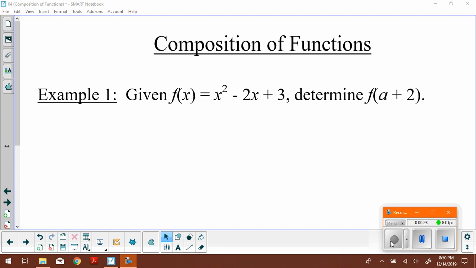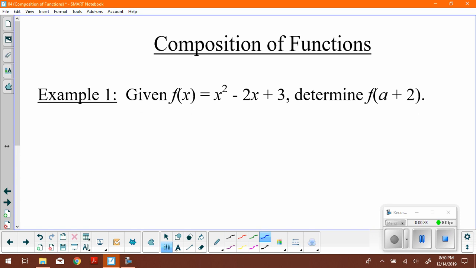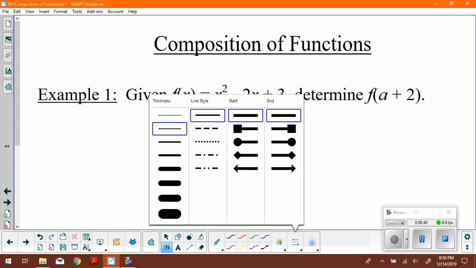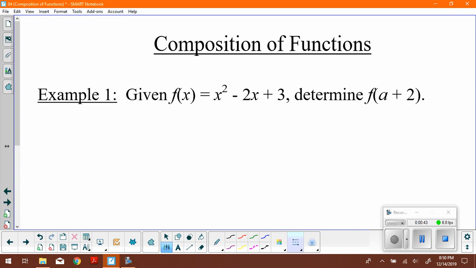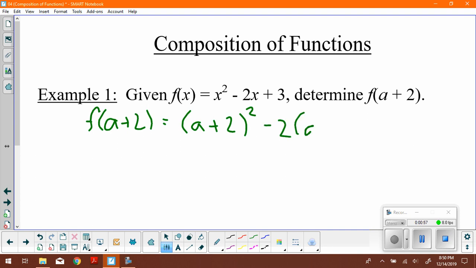So this first one is something you would have done in the past. I'm given a function f of x, and I want to determine what f of a plus 2 looks like. So all we really have to do is substitute a plus 2 wherever we see x in the original function. So f of a plus 2 is going to equal a plus 2 all squared minus 2 times a plus 2 plus 3. And now it's just going to be a matter of doing some expanding and tidying this up.